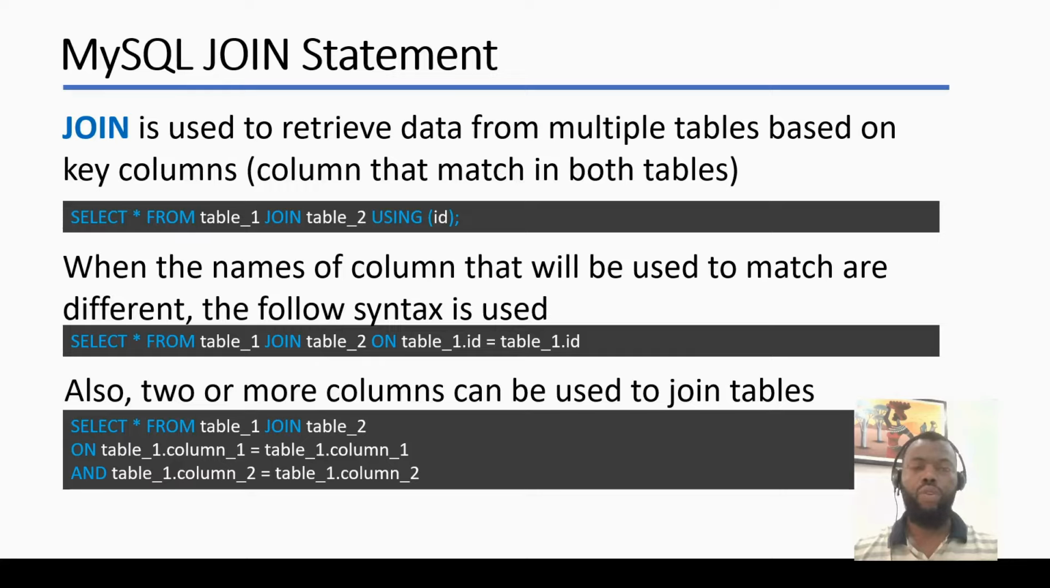So join is used to retrieve data from multiple tables based on a key column. This column in both tables has to match. We use the keyword USING when the name of the columns that we use to match is the same in both tables, but when the names are different, we use this condition. And also we can use multiple columns in a match condition.